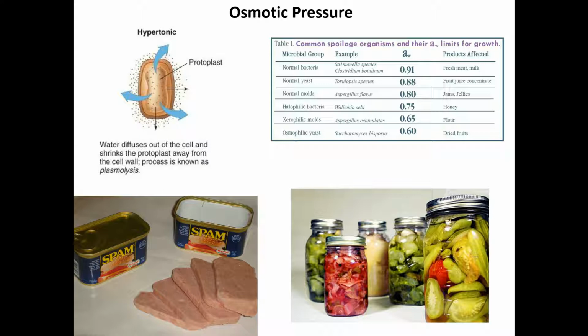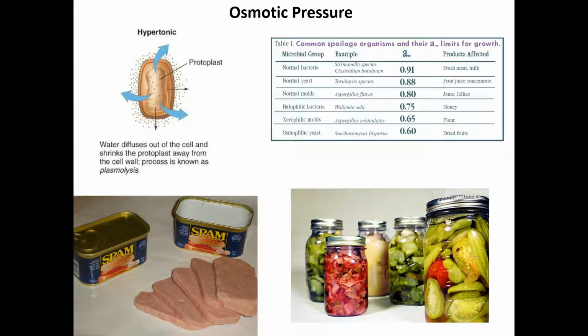So different organisms can survive in different amounts of water activity. Things like fresh meat and milk, bacteria can survive in. But yeast and molds can survive in jams and jellies or fruit concentrates. Some bacteria, like your halophilic bacteria, can survive where you have more solutes or lower water activity. So here, things like honey, flour, dried fruits that are dehydrated.